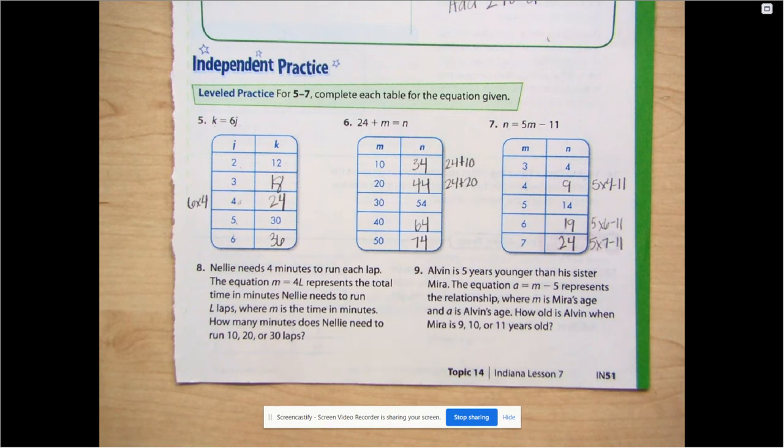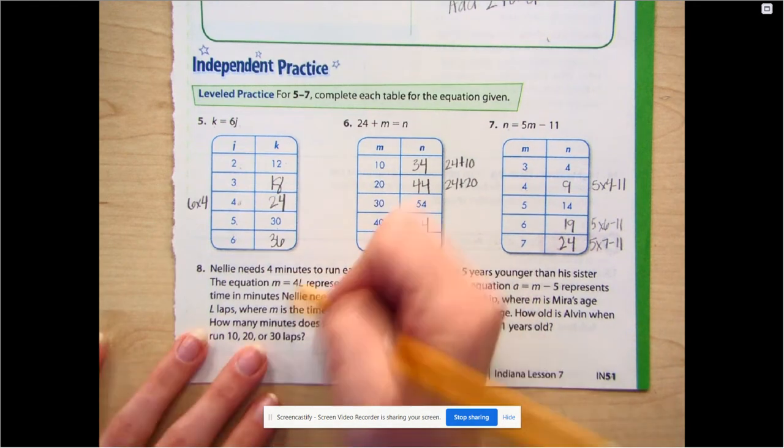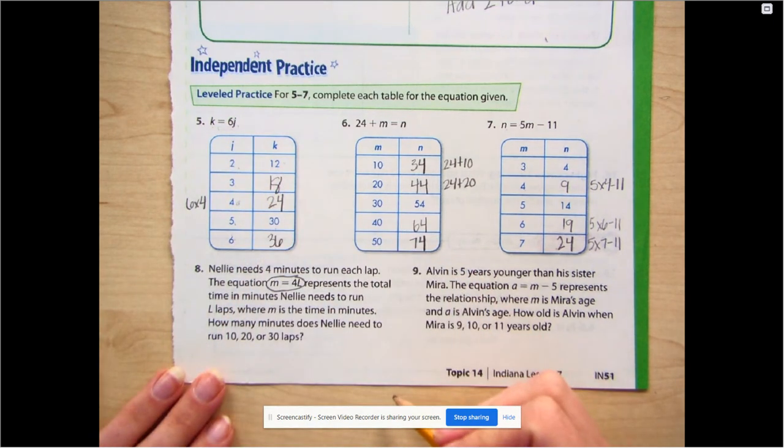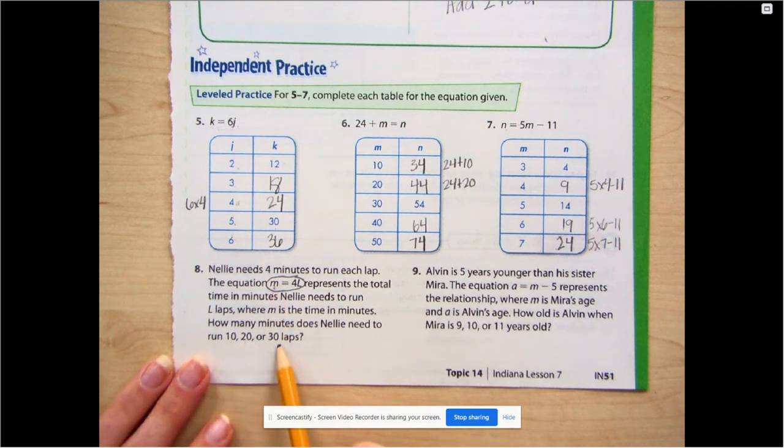Nellie needs 4 minutes to run each lap. The equation is m equals 4L. That's the same thing as giving us an equation up here. To represent the total time in minutes, Nellie needs to run L laps, where this M is the time in minutes. The L is the number of laps. So how many minutes M does Nellie need to run in 10, 20, or 30 laps? So they want us to find these 3 answers by plugging in 10, 20, and 30.